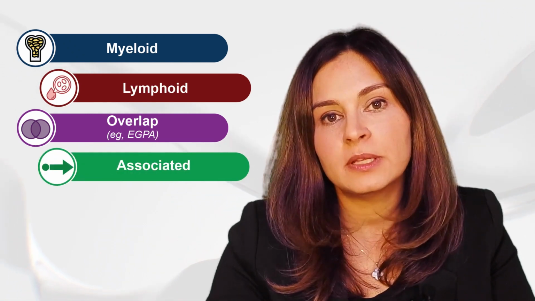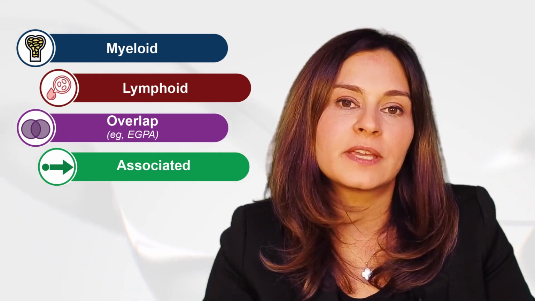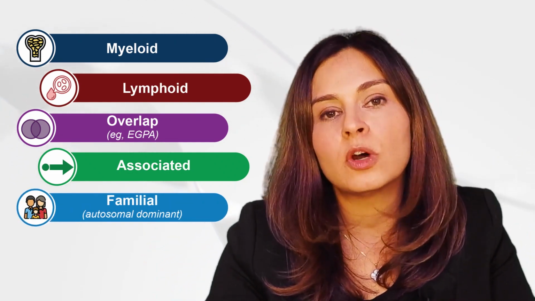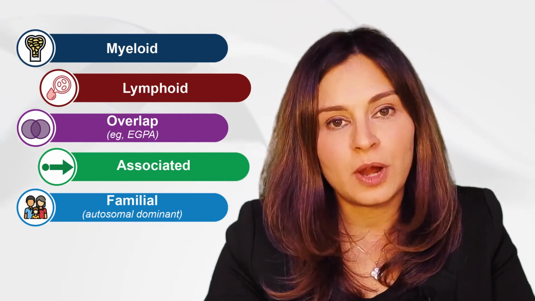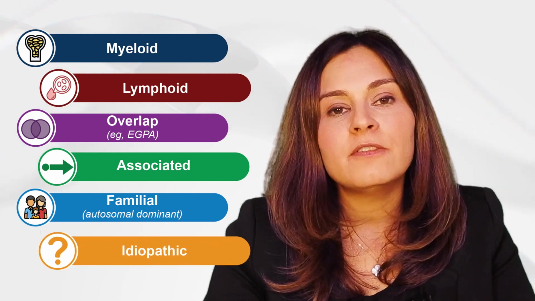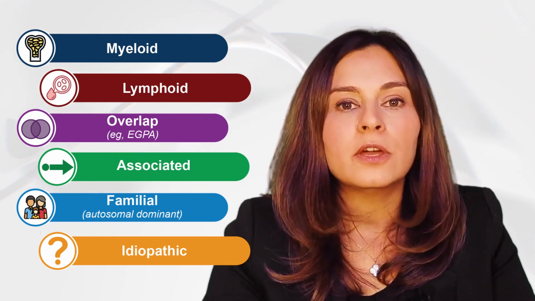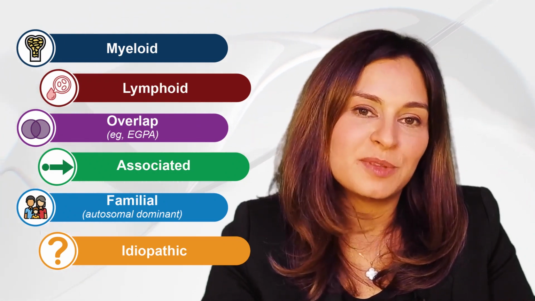Associated HES is typically in the context of another condition such as a malignancy with associated eosinophilia that can manifest similarly to HES. There is an autosomal dominant form of eosinophilia called familial HES, which is present in 2 described families so far. And finally, the most common form of HES is idiopathic, where the underlying pathogenesis is not really known. However, the symptoms may overlap with some of the other HESs. 2 of the most well-characterized HESs are the myeloid and lymphoid types, and we'll talk about these further.